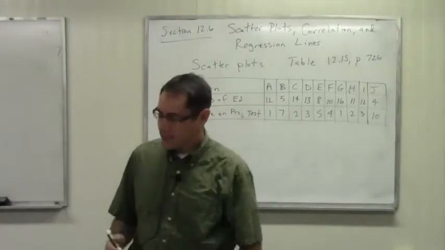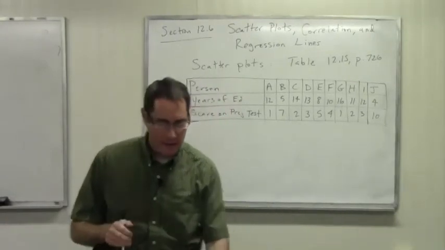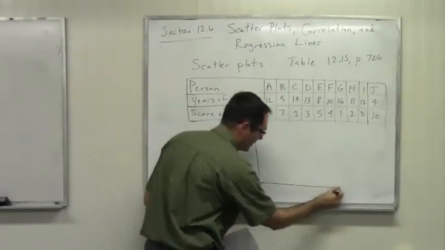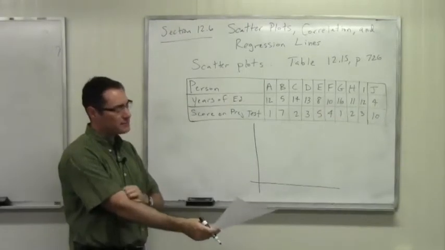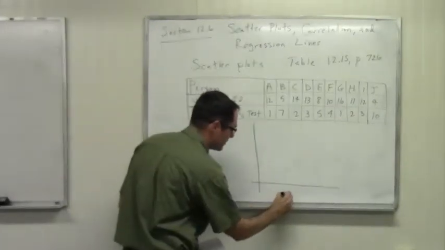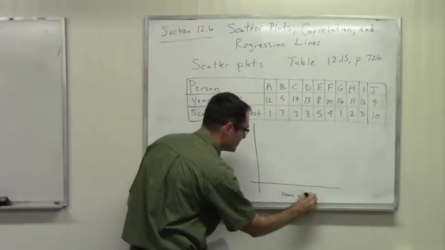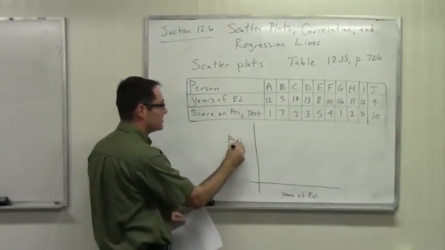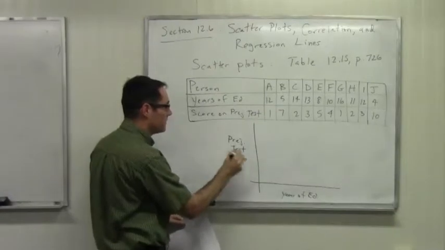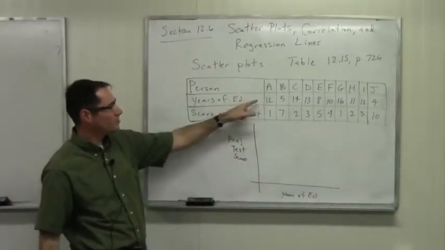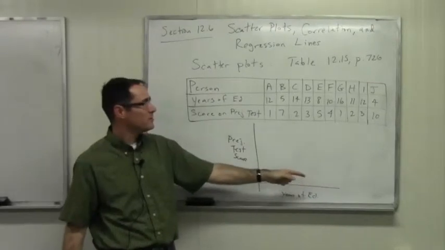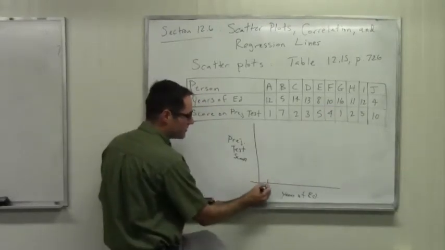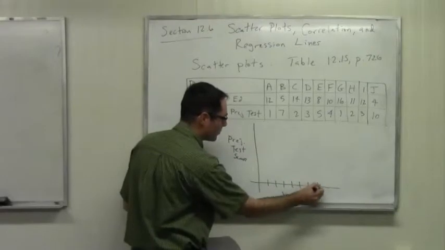What we can do with this data is plot it on a graph. I don't have that much room here, but I'll do the best I can. On the x-axis, let's put the years of education. And on the y-axis, we're going to put the prejudice test score. What should we have along the x-axis? What should we go up to? 16, right? That's the highest. Let's go by twos: 2, 4, 6, 8, 10, 12, 14, 16.